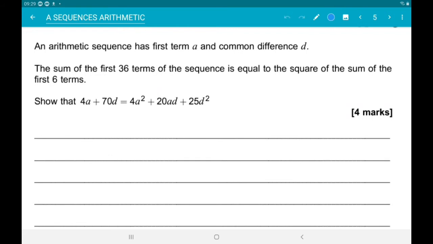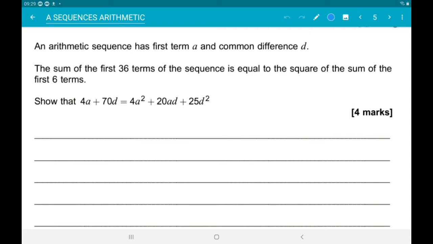Okay, number 2. So again, we have first term a and common difference d. And this time, the sum of the first 36 terms is equal to the square of the sum of the first 6 terms. Part A, show that 4a add 70d is equal to 4a squared add 20ad add 25d squared.